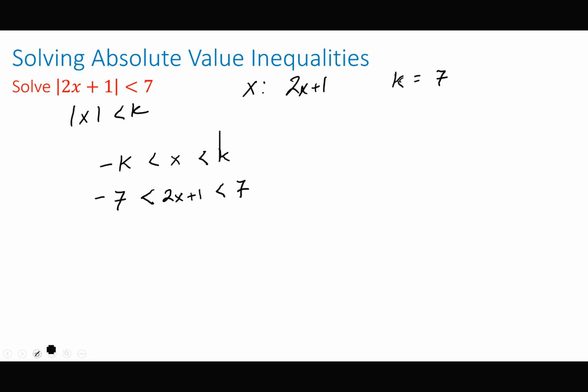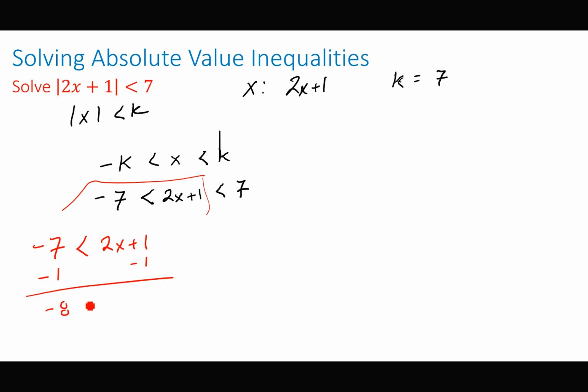Now, to solve these compound inequalities, remember, we can break this up. We'll do this one first. Negative 7 less than 2x plus 1. So if I were to solve that, I'd subtract 1, I'd have negative 8 is less than 2x. So negative 8 halves is less than x. And so this is negative 4 is less than x. That's my first answer.